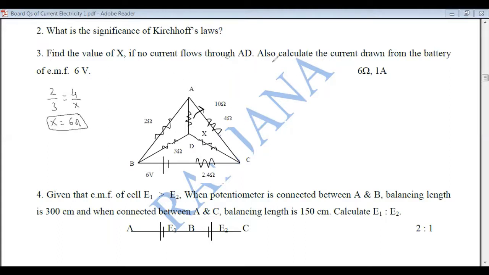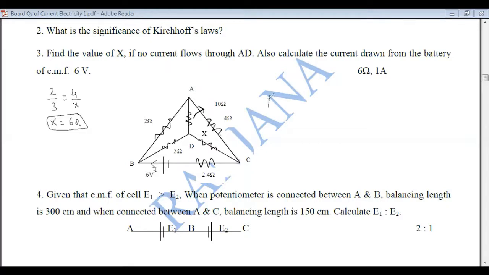Also calculate the current drawn from the battery of EMF 6 volt. Now let this 6 volt EMF battery give a current I, which has to be determined. In order to find the current, we have to find the equivalent resistance of this circuit. To get the equivalent resistance, we see that this 2 ohm is in series with the 4 ohm resistance. Why? Because no current is flowing through this AD arm, so the current flowing through this 2 ohm will be the same across this 4 ohm. So 2 and 4 ohms are in series. The same way, 3 and X ohm are in series.